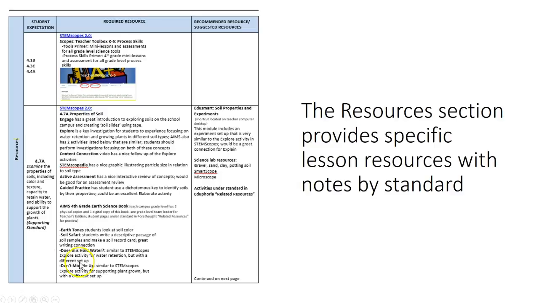But do remember that when we talk about this particular standard with the properties of soils, you're going to want to spend less time on color, and maybe this particular lesson could be a good intro to it, and you're going to want to spend more time on these because it talks about retaining water and plant growth.